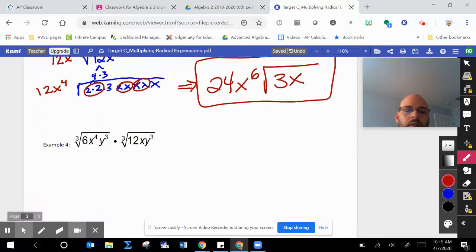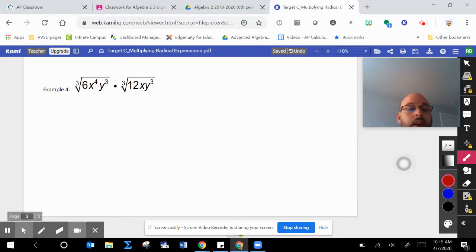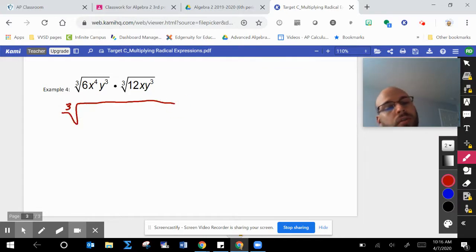Okay. Let's try one more. So this is really example 5, and this is going to be cube roots, so we have to be careful. We have to circle groups of 3. Whenever you look at these problems, always make sure you know what the radical is that we're dealing with. There are no numbers on the outside that we have to worry about, so we're just going to make one big cube root and multiply these together. So I'm going to have a 6x to the fourth, y to the third, times a 12x y to the third. We want to multiply the two insides together.